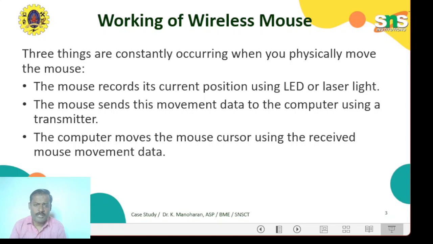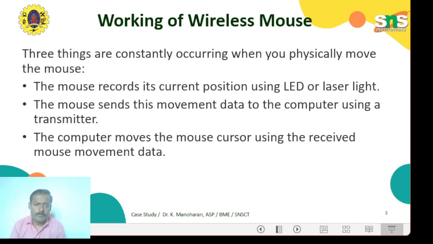Now the working of a wireless mouse. Three things constantly occur when you physically move the mouse. Whenever you make a mouse movement, the following three activities happen. First, the mouse records its current position using LED or laser light. Normally mice use these two types of lights; it may be an LED light source or a laser light source. So whenever you move the mouse, it records the current position of the mouse.